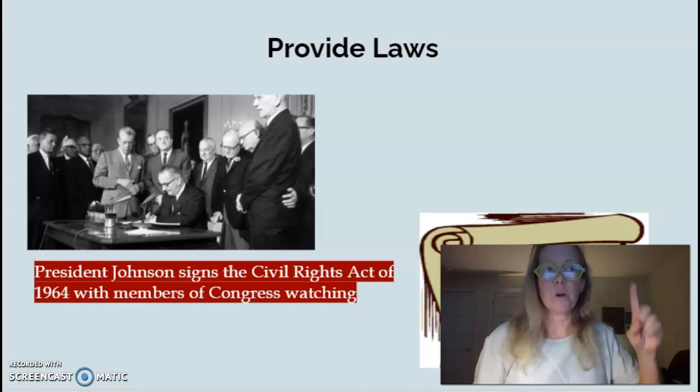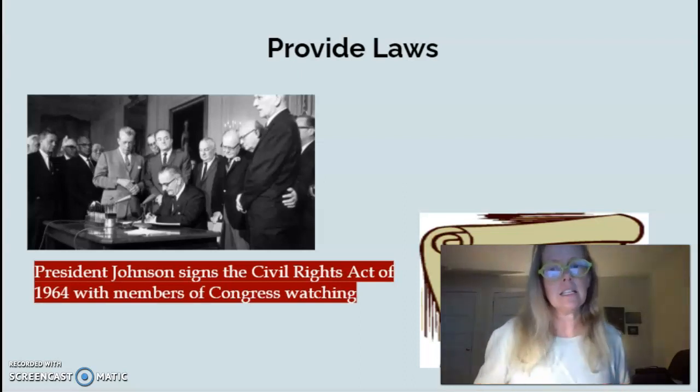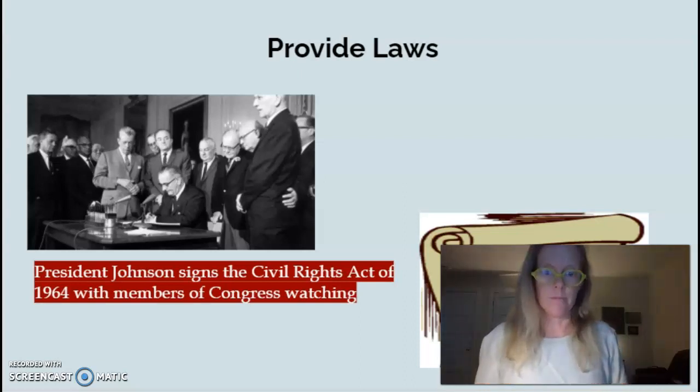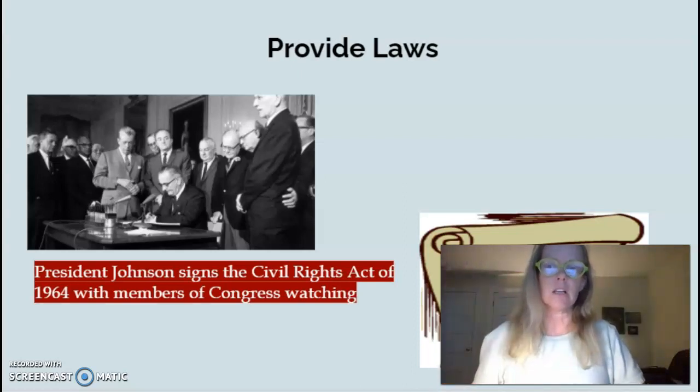Pro tip, anytime you see, like you see here under the picture of President Johnson, capital A, anything that ends in ACT is an act, that is a law, usually passed by Congress. We're going to get into all the details of how laws are made, but of course, this is a big old overview.